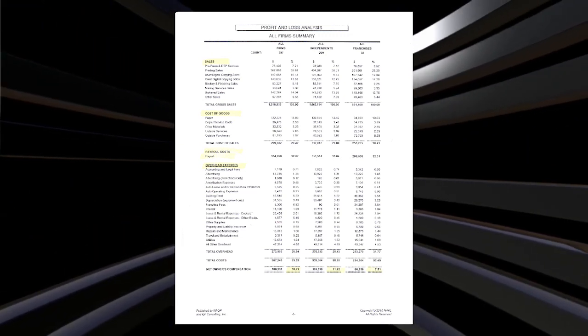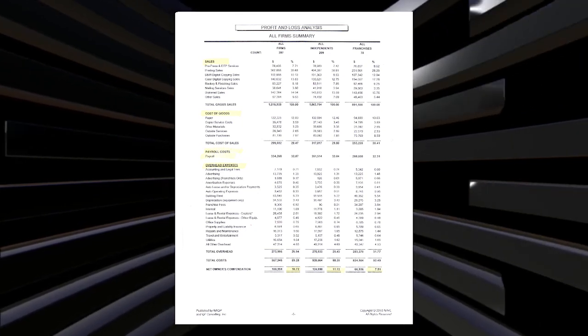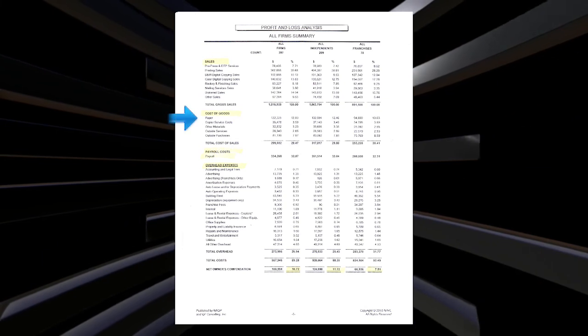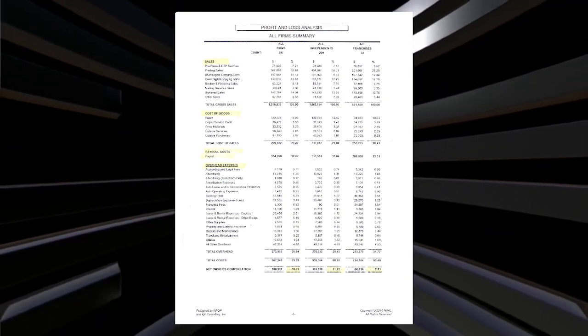It compares all firms, all independents, and franchises. And you'll notice it's following the format that I've just talked about. We break out sales here. We break out cost of goods in this area. In fact, I may just highlight these now, and then this will show on the video.